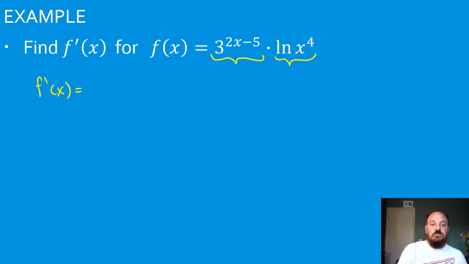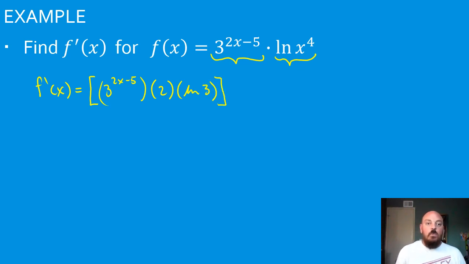Let's do the derivative of the first function. That would be the original function, 3 to the 2x minus 5. Chain rule, I have to multiply by the derivative of the exponent, which is actually just 2. Extra constant, because it's not an e to the x, it's a 3 to the x. And that would be natural log of 3. So that one part right there is exactly what we did in the last example. That's just taking the derivative of an exponential function with a base other than e and using chain rule on it.